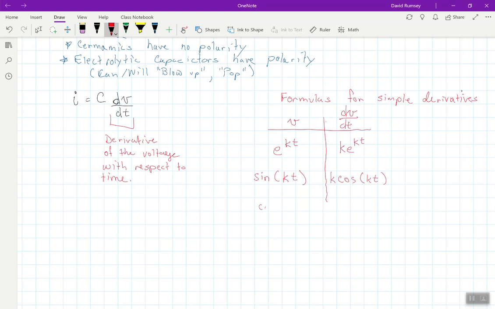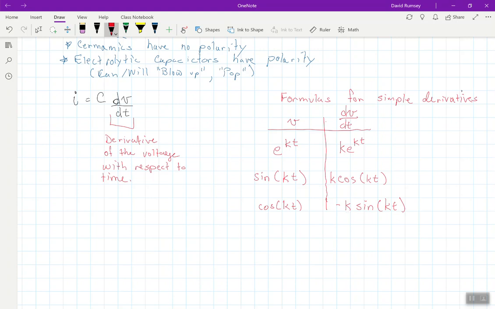And then there's one other one we'll look at here, and we'll do some examples with this in a later lesson. If I do this derivative of the cosine of kt, I get almost the same. You might even have guessed this: if the derivative of sine is cosine, you might guess that the derivative of cosine is sine, and you're almost correct, but we have a negative coming out here. So I have negative k sine of kt.